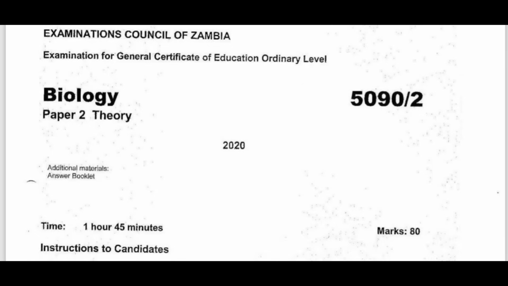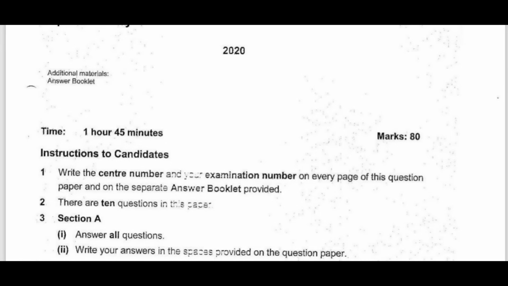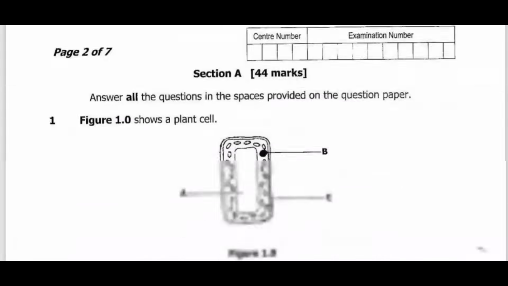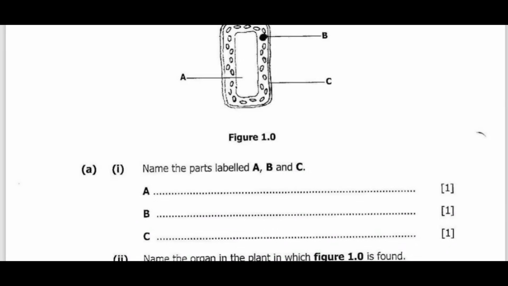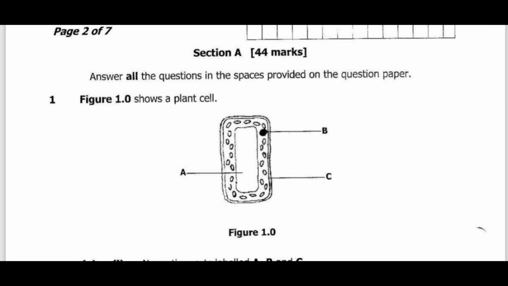This is Wiki Chisambo. In this lesson, we want to revise Biology Paper 2, which was written in 2020 under GCE. This paper is 1 hour 45 minutes, and we want to start with section A. Section A is 44 marks, so you're supposed to answer all the questions in this section.